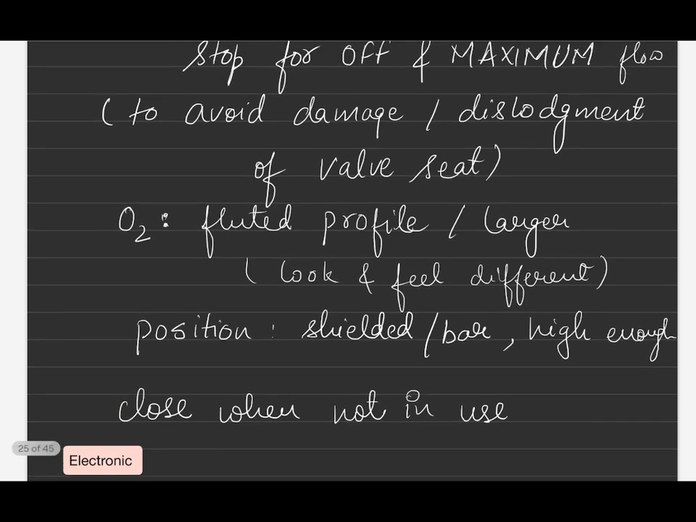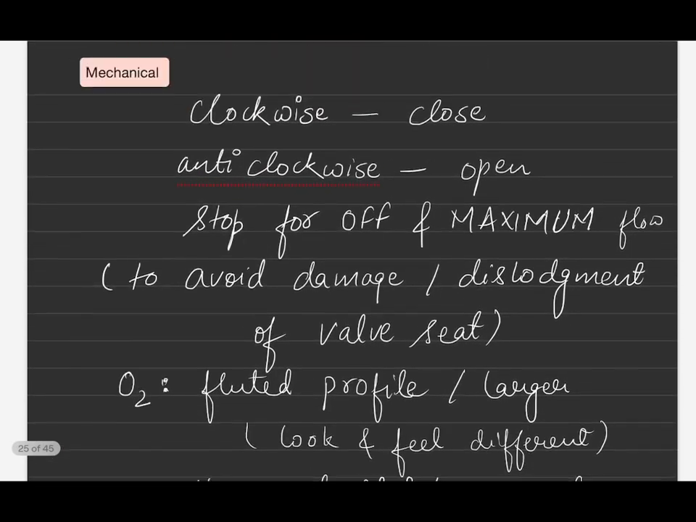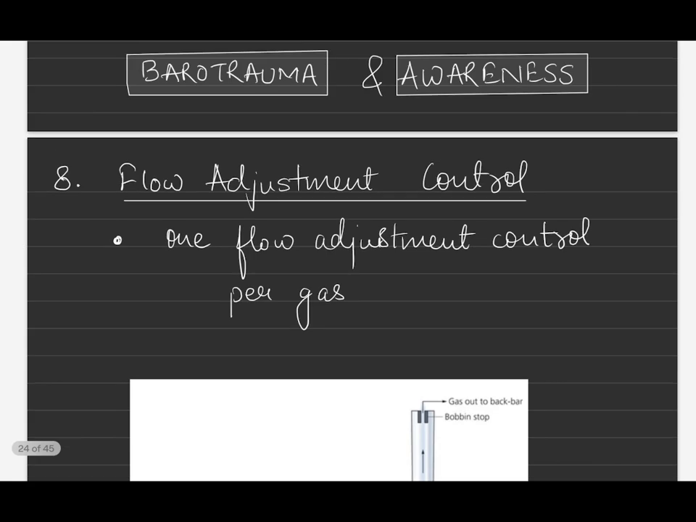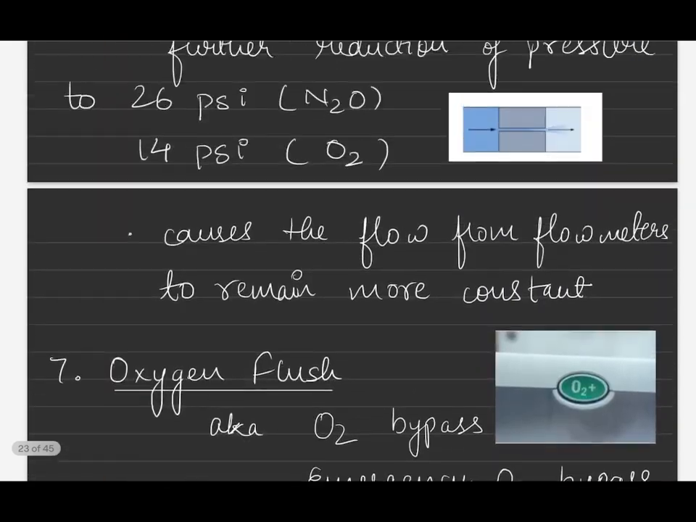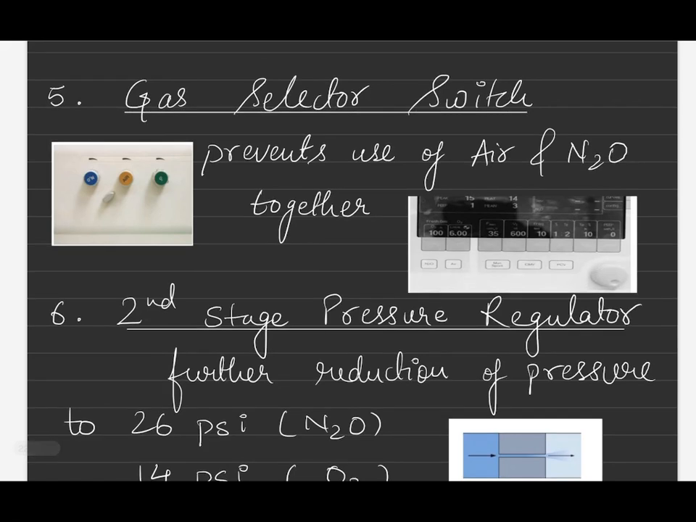And there are electronics as well. I will show you a diagram of an electronic flow meter. So this is a diagram. As you can see, the total flow is decided here, and the oxygen percentage is decided here, and we can select the gas accordingly. This is an electronic flow meter.